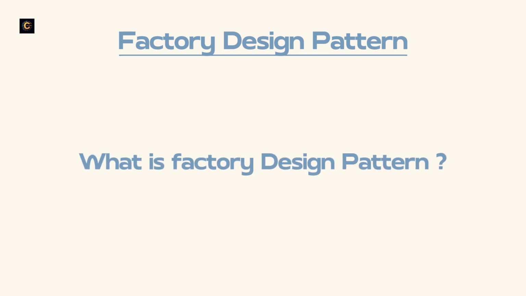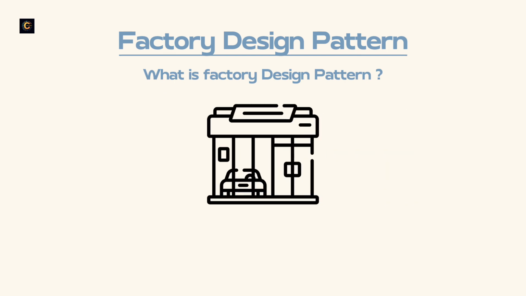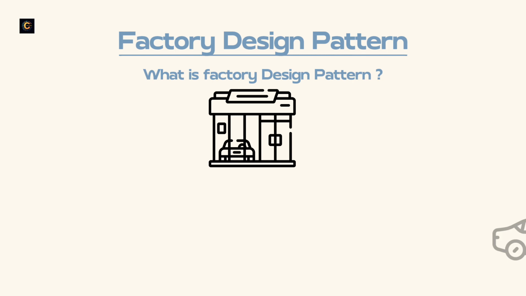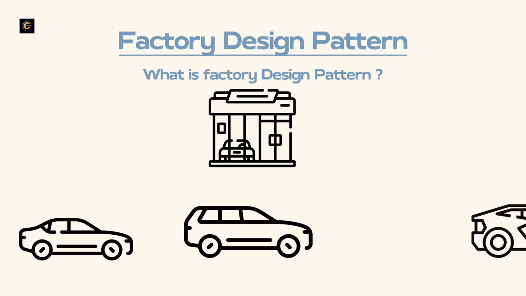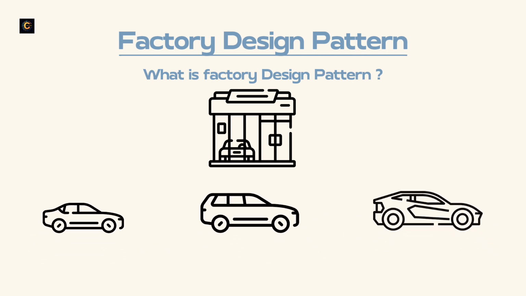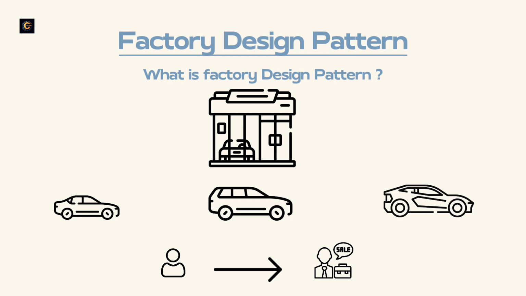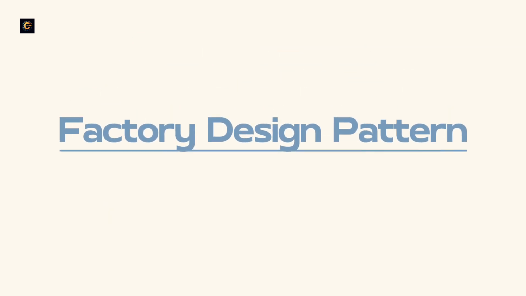Well, imagine you are at a car dealership. You need different types of cars, either sedan, SUV or a sports car. You tell the salesperson what kind of car you want and they will arrange it for you without you needing to know how it's made. That's how the factory design pattern comes in action.